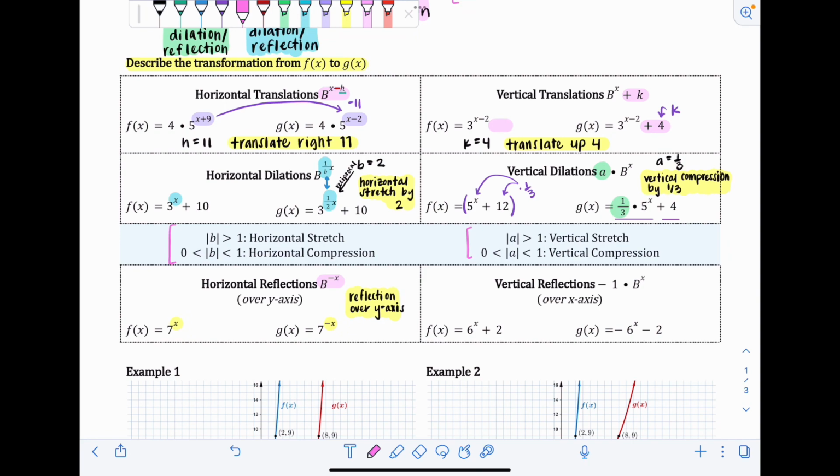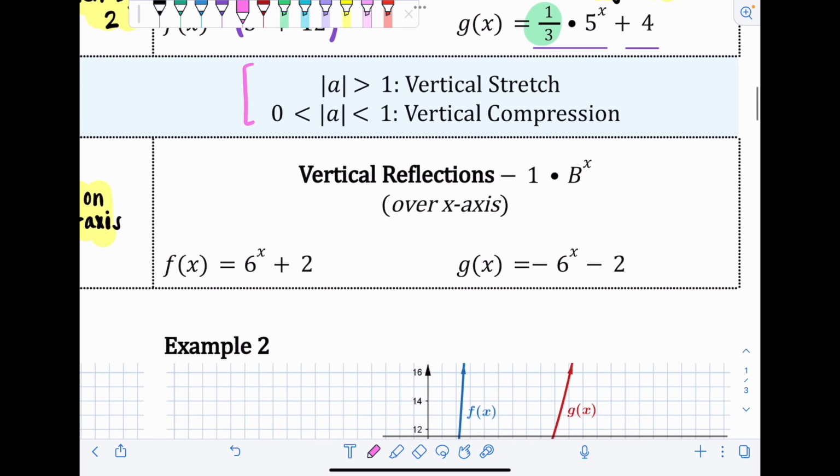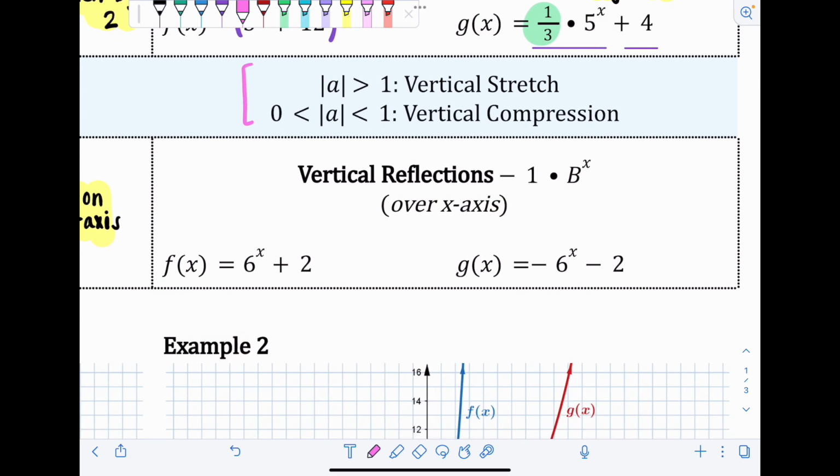And then the last one from this table is the vertical reflection. That's a reflection over the x-axis. So the little formula for that is -1 times b to the x. You don't typically write the negative there. However, I really just wanted to point out that b itself is not negative. It can't be negative for an exponential. That's a positive value. It would just be the negative that would be multiplied out in front.